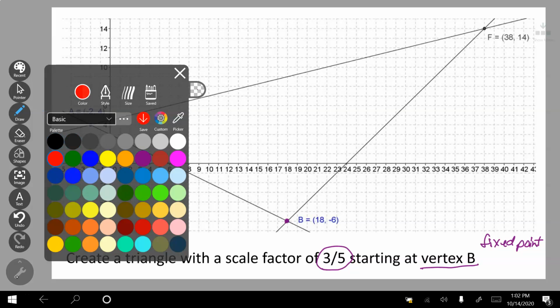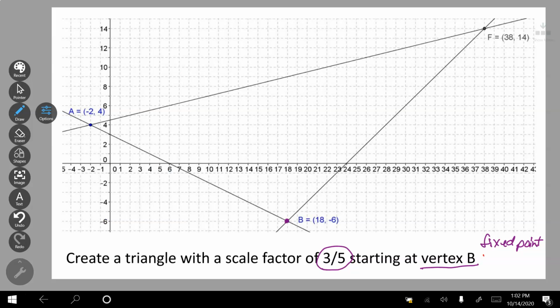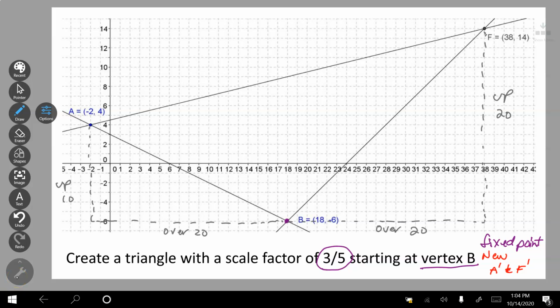So what does it mean? I need a new A prime and F prime. Those are the new points I'm trying to find. So again, I'm going to count my squares. So you can see that I counted my squares from point B. I went from B to A, which is over 20 and up 10.